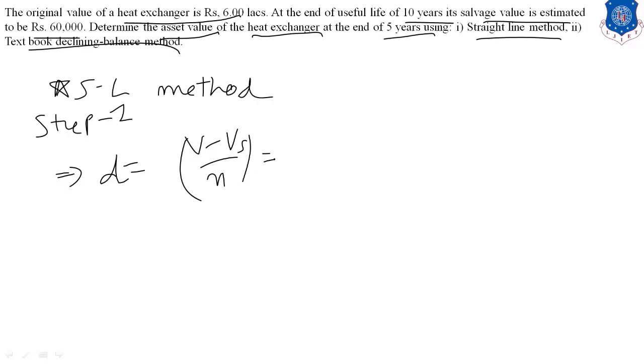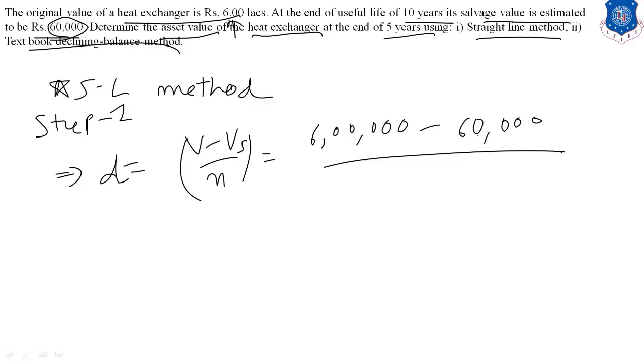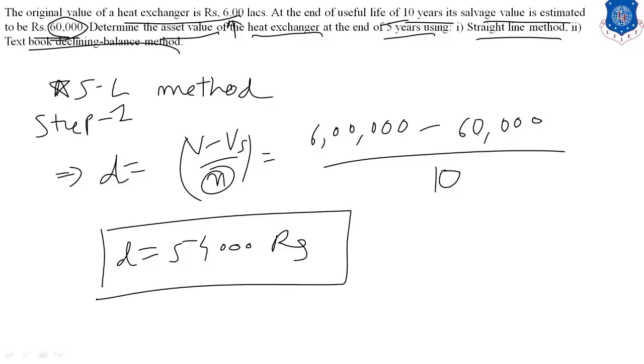V means the original cost of equipment, the original cost of the heat exchanger, which is 6 lakh rupees, minus the salvage value of the equipment, which is 60,000, upon the service life of this heat exchanger, which is 10 years. By calculating this term, we will get D is equal to 54,000 rupees. So you can say that each year 54,000 is deducted from the original cost, or original value, of the heat exchanger. Now let's find out the asset value.